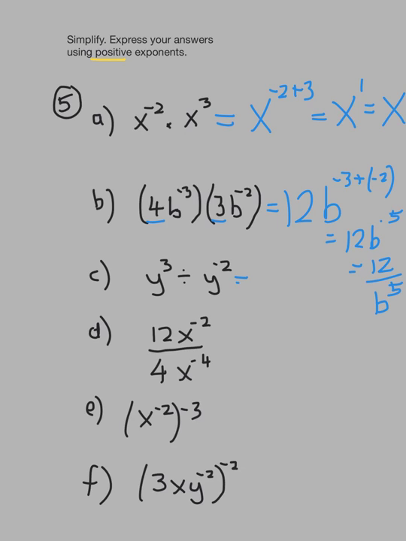y cubed divided by y to the negative 2, so we can subtract here. We can imagine it's like a fraction, so it's 3 minus negative 2, and 3 minus negative 2 is the same as plus 2, so it's y. 3 plus 2 is 5, y to the 5.